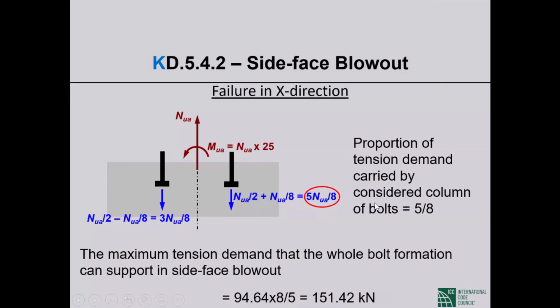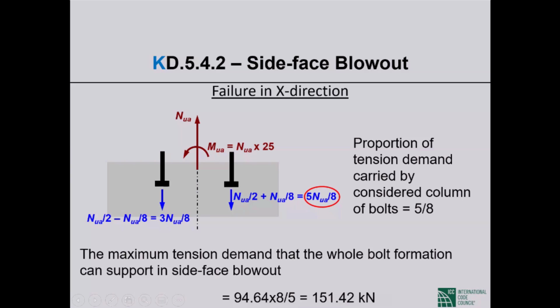Now this group of 3 bolts to the right is subject to 5/8 of the tension applied to the group. Okay, this is very easy to follow, and we have gone through that at the beginning. So the group of 3 to the right is subject to 5/8 of the tension applied to the group.